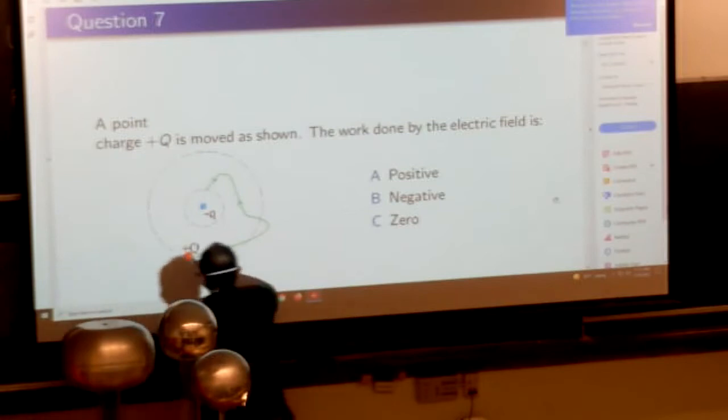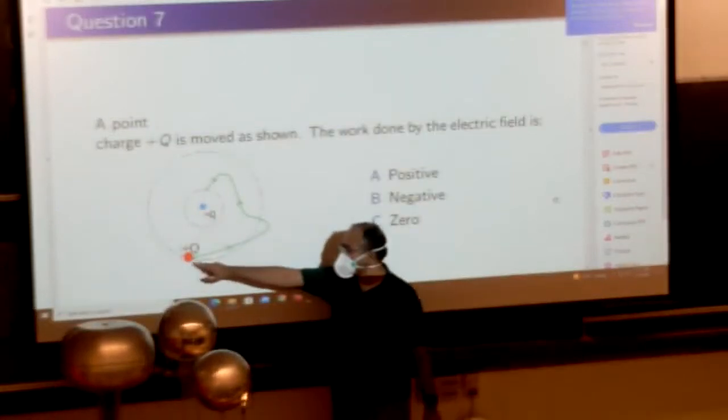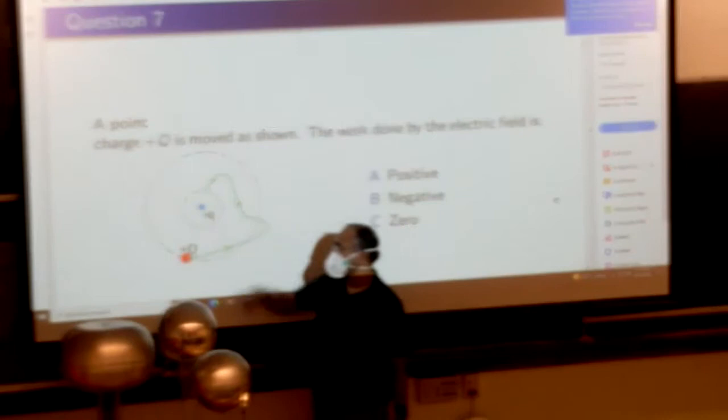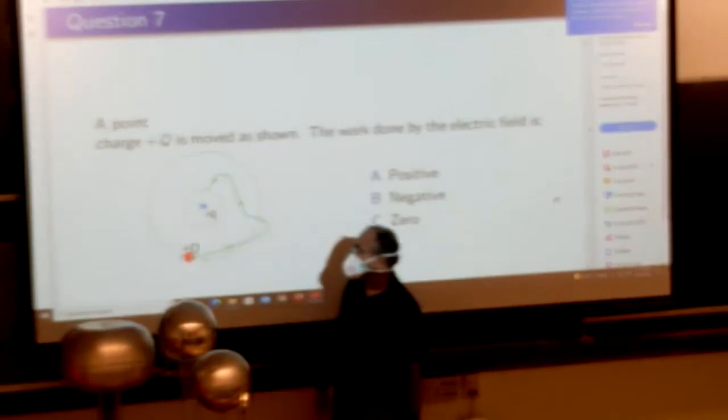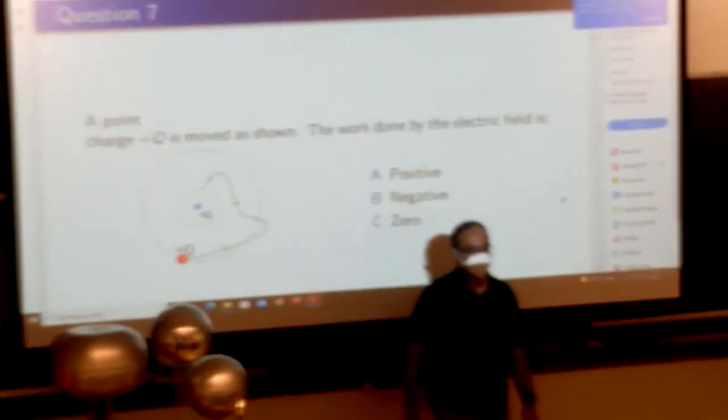So we have big Q initially on the outer radius, and then it takes this winding path and ends up over here, closer to the minus Q.